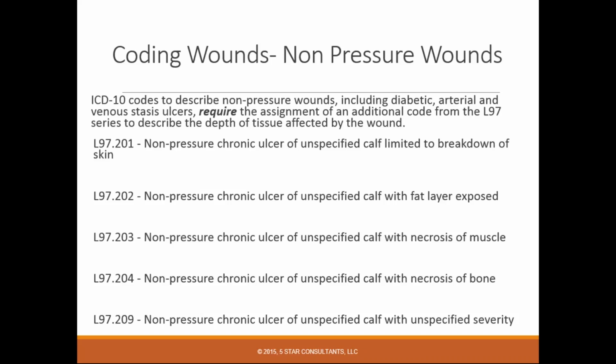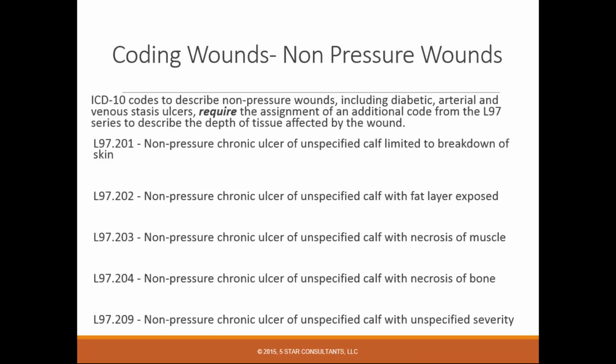Okay, non-pressure wounds. I brought this up before, and these are still diabetic, arterial, venous stasis ulcers. They didn't really make them a lot more specific. I thought that they were going to, that it would be a diabetic ulcer, an arterial ulcer, venous stasis ulcer, but you just code the underlying reasons with them, and then they're all listed under non-pressure chronic ulcers.